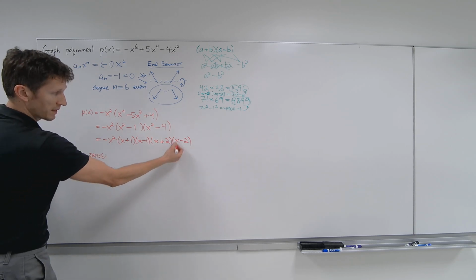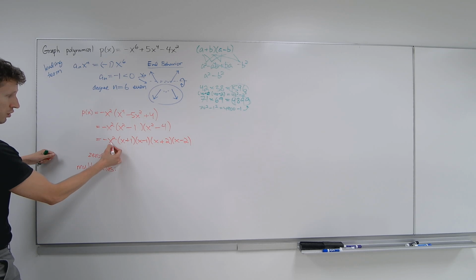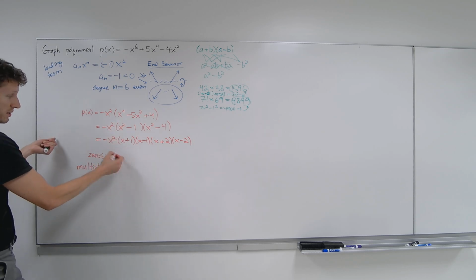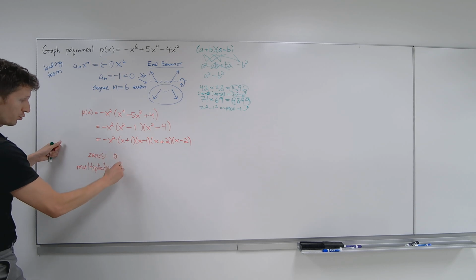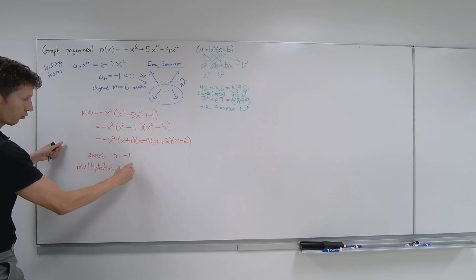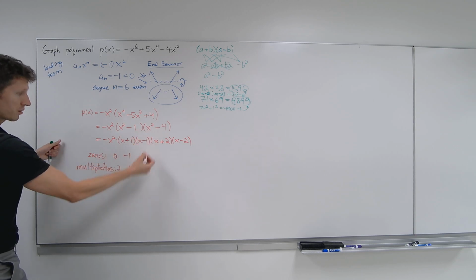This is a 2, makes it 0. What about this term? It's like x minus 0, really. X squared, what makes it 0? Put a 0 in. Multiplicity 2. Put a negative 1 in for this. Multiplicity, just one of them, right? One factor, multiplicity 1.